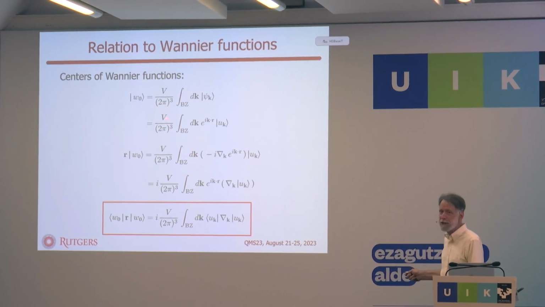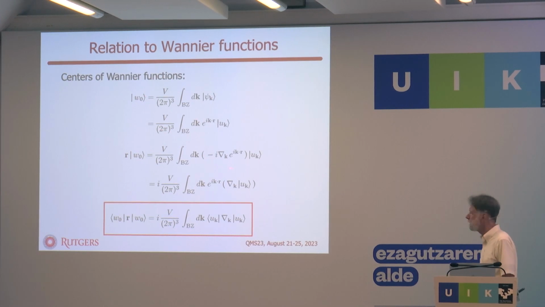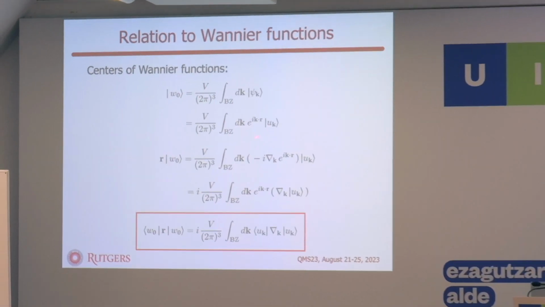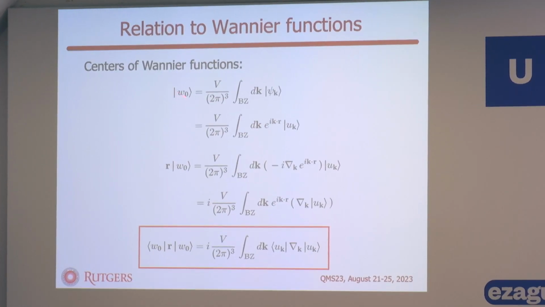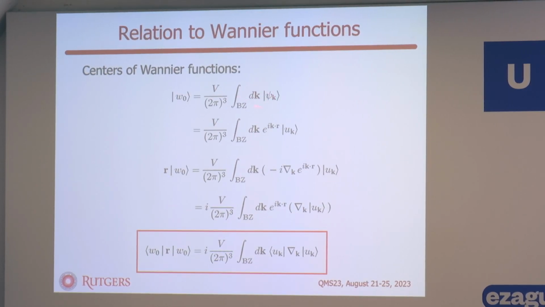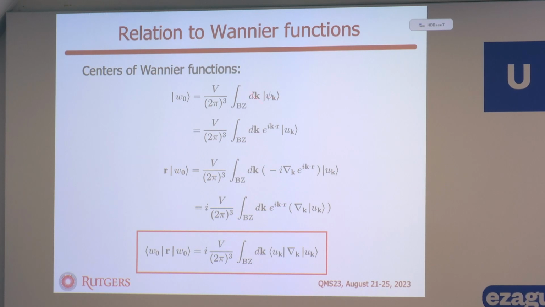How is this related to the center of Wannier functions? I think we saw something like this in Dima's talk also, or one of the talks. The Wannier function is basically the Fourier transform of the Bloch functions. The one in the home unit cell is really just the integral, because it's the one that's as localized as possible. It's the integral over the whole Brillouin zone of the Bloch function, and I can write that as the phase factor times the cell periodic function.